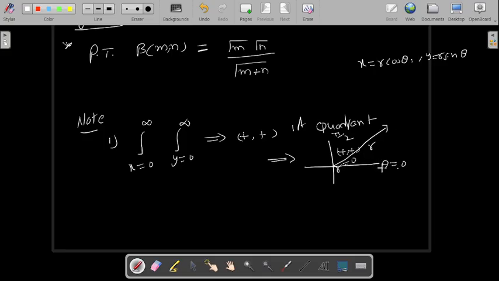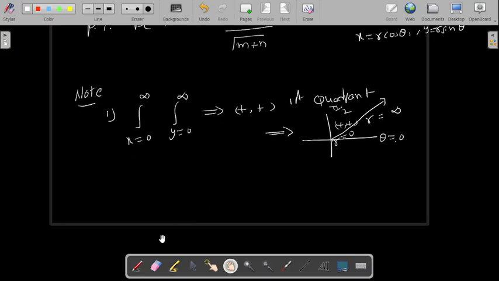First quadrant means theta value 0 to pi by 2. r means distance from origin. Can anybody say how much distance from the origin I can take? Can anyone respond? From the origin, r equal to 0, to how much distance can I travel? Infinite. Very good.